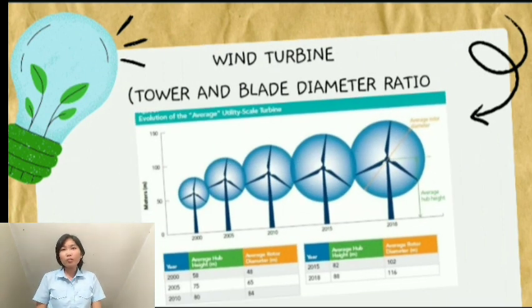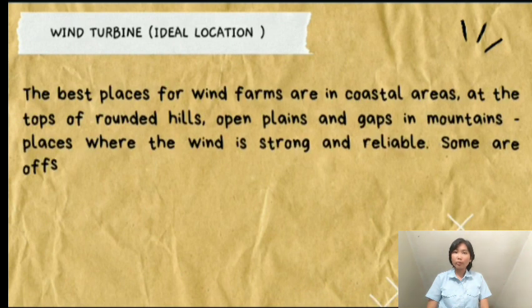It is now the ratio of nowadays blade design regarding the height of the tower and the diameter of the rotor. So dati, mas malaki yung average hub height sa average rotor diameter. But nowadays, because of engineering design is improving, so nabaliktad na. Mas malaki na yung rotor diameter sa hub height. So next, saan ba magandang itayo ang mga wind turbines or wind farm?